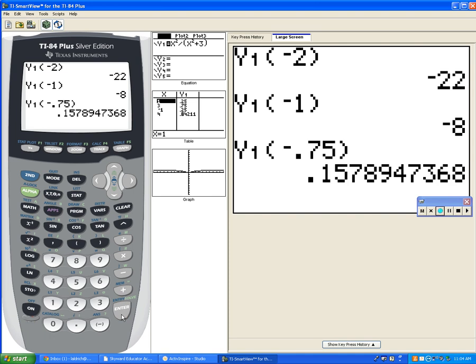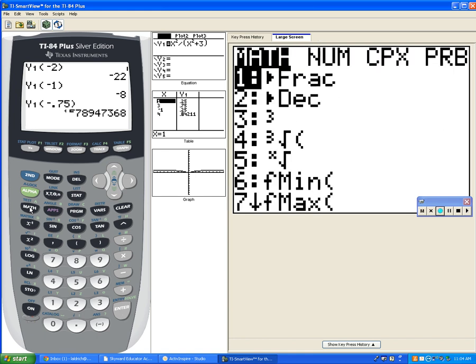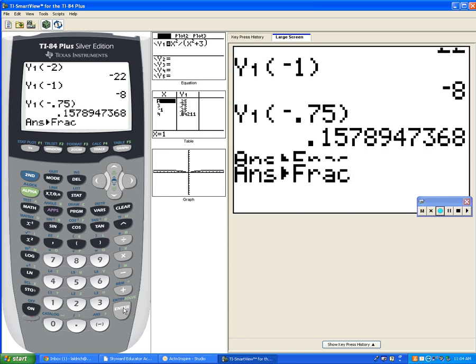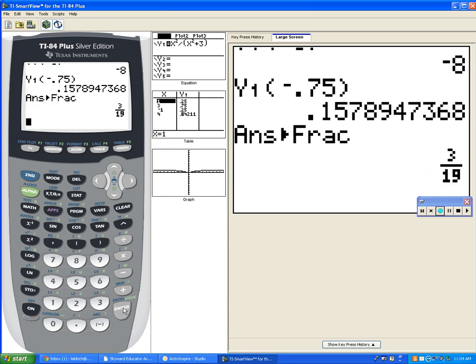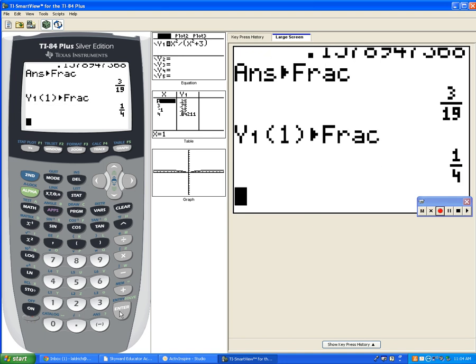The problem there is that it's a decimal. Okay, so I can make that a fraction also. So yeah, 3/19. Well played, sir. So you can make that a fraction. All right, what was the other one? And the other one is 1/4.